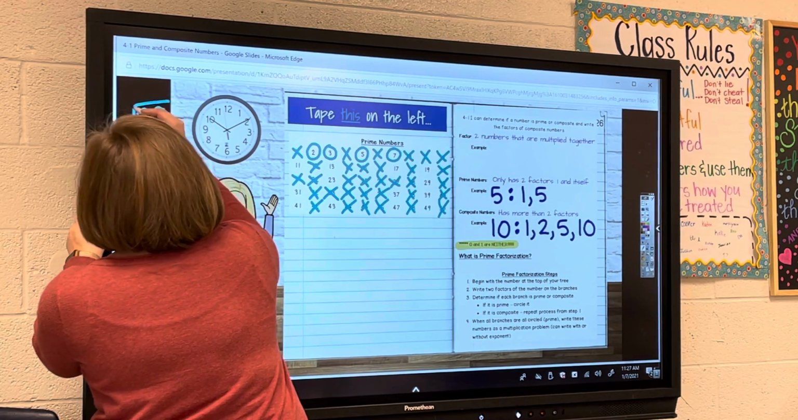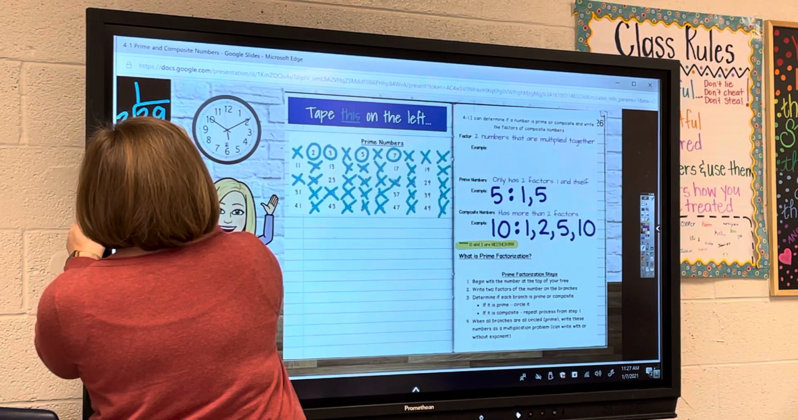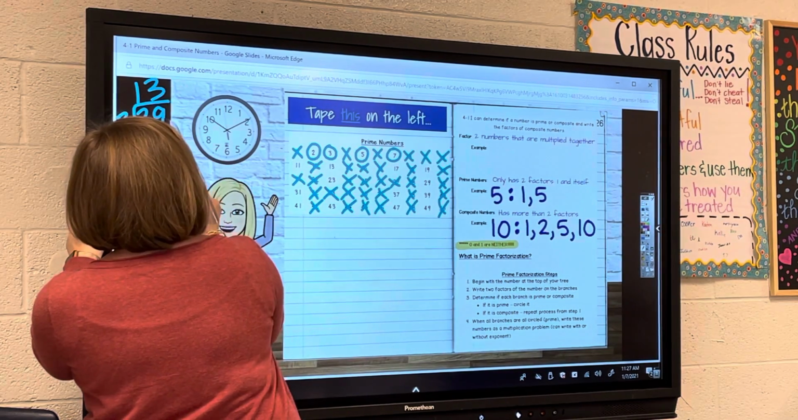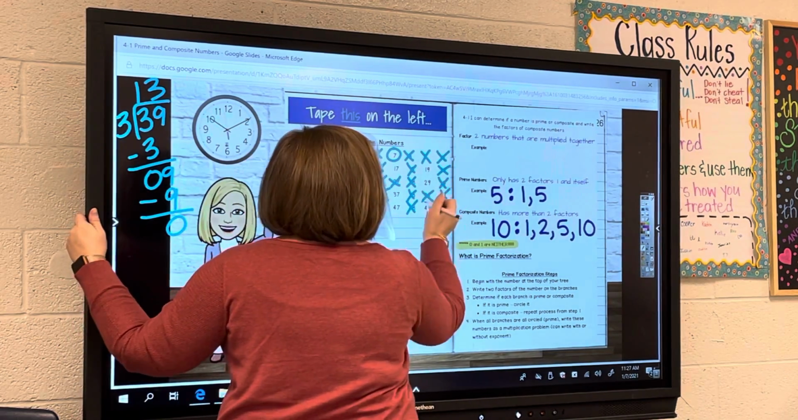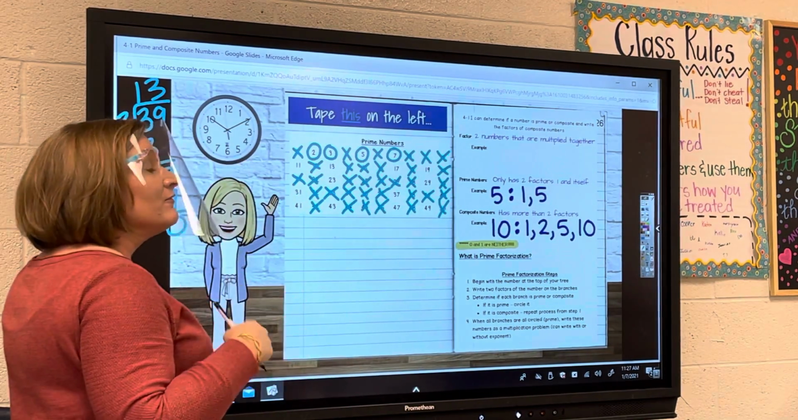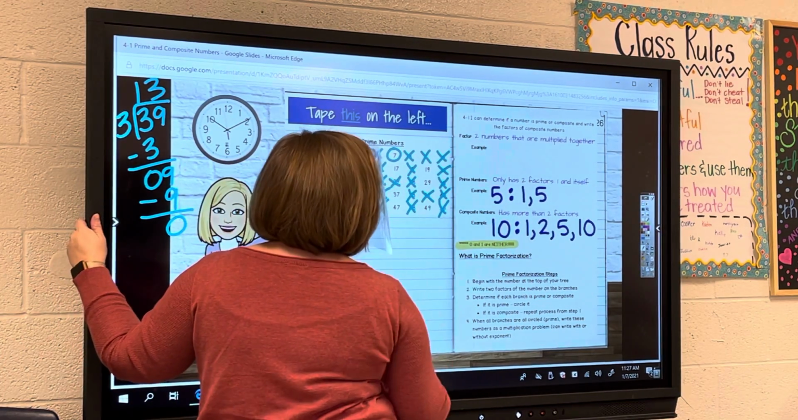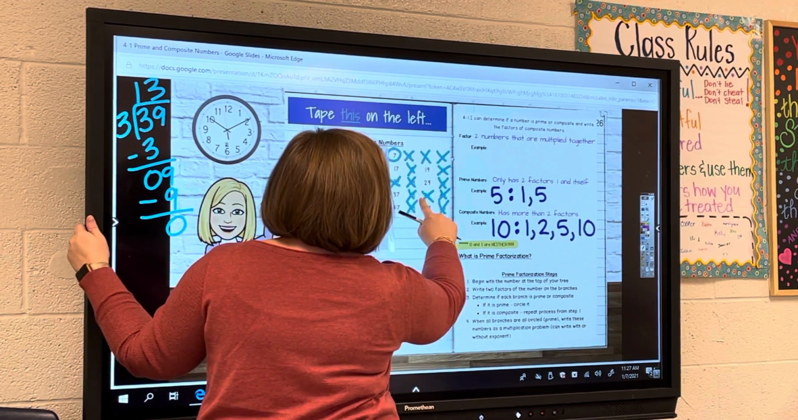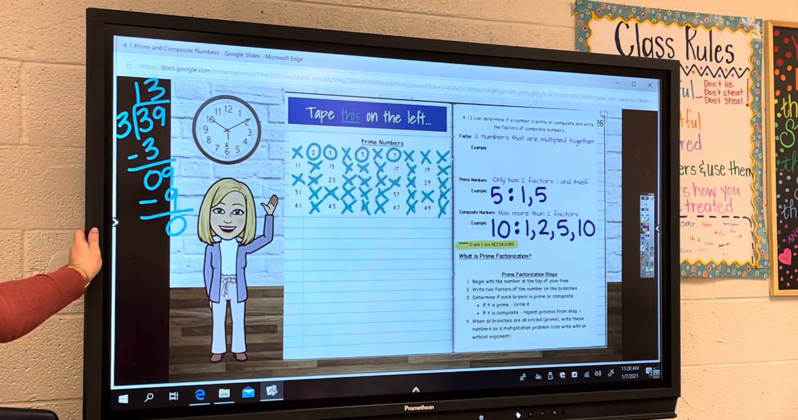If 3 times 12 is 36, 3 times what is 39? 13. 39. 42 we've already marked out. 45 we've already marked out. 48 we've already marked out. And that's all the multiples of 3. Let's put multiples of other numbers.